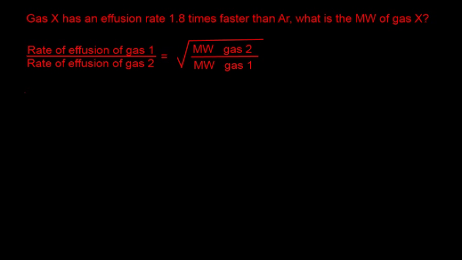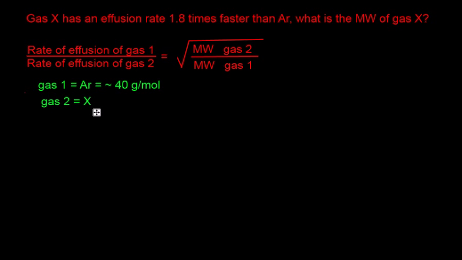Okay, so let's denote gas 1 and gas 2 as the gases given. Let's call gas 1 the argon, and we know its molecular weight. It is approximately 40 grams per mole. Then that means gas 2 has to equal X, gas X, that's what we're trying to find, the molecular weight of gas 2.